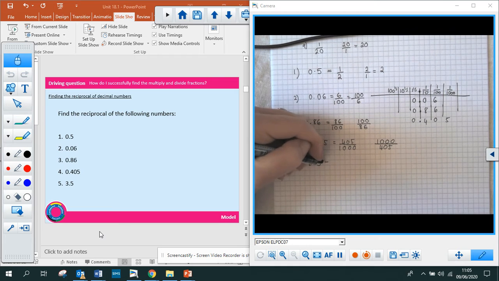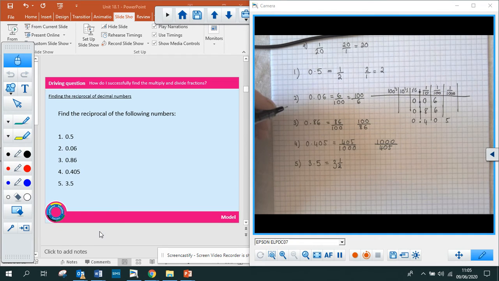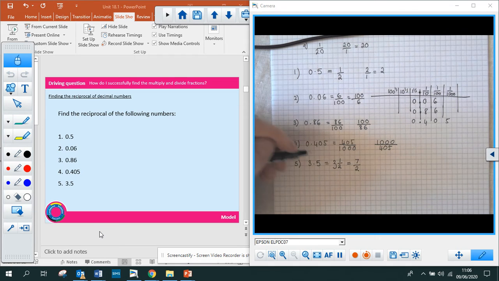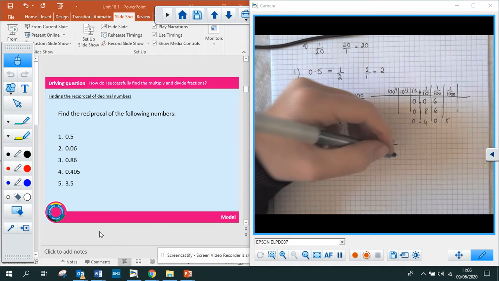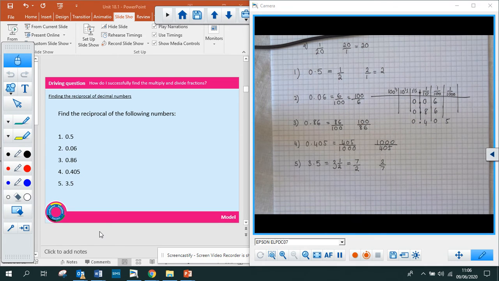Okay, you know that that's 3.5, but I can't find the reciprocal of 3.5 like that. I need to convert it first into an improper fraction. So that's equal to 3 times 2, which is 6, add 1, which is 7. So it's equal to 7 over 2. Then find your reciprocal by flipping. It's 2/7. Okay, and that's your final answer.